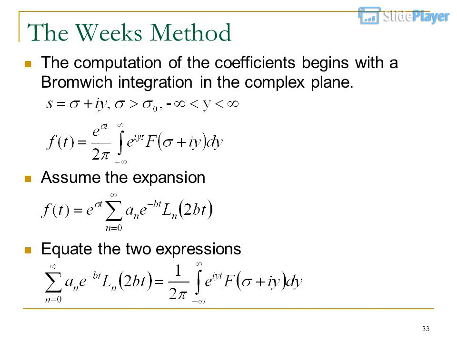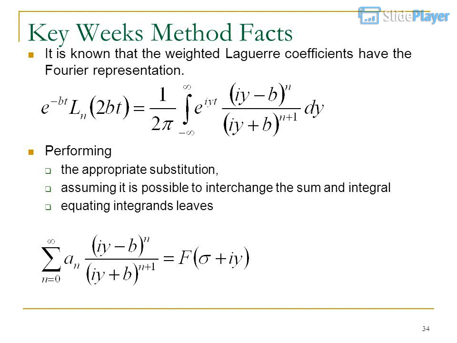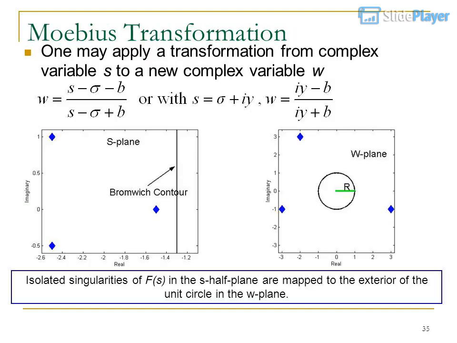Laguerre polynomials. The Weeks method. The computation of the coefficients begins with a Bromwich integration in the complex plane. Assume the expansion and equate the two expressions. Key Weeks method facts: it is known that the weighted Laguerre coefficients have the Fourier representation. Performing the appropriate substitution, and assuming it is possible to interchange the sum and integral, equating integrands leaves the Mobius transformation.